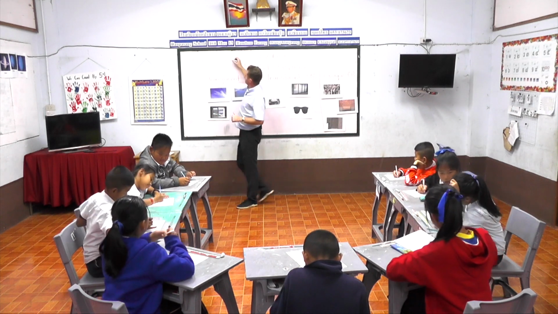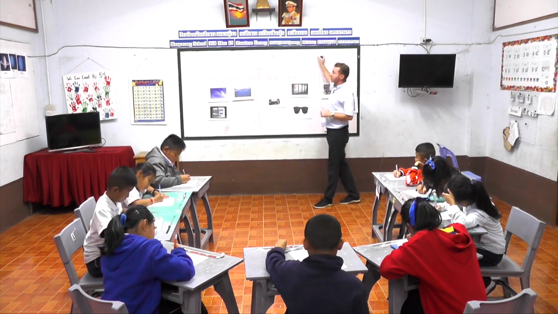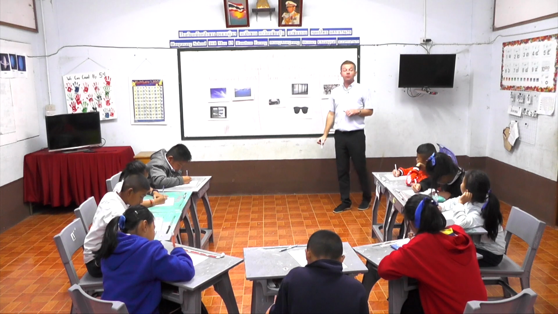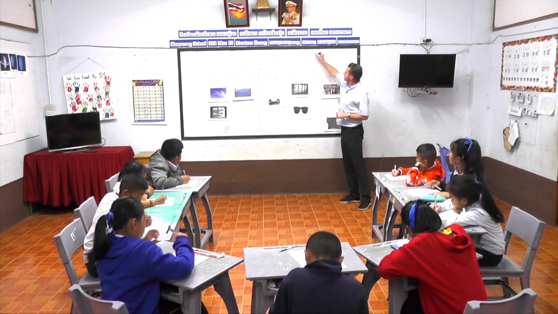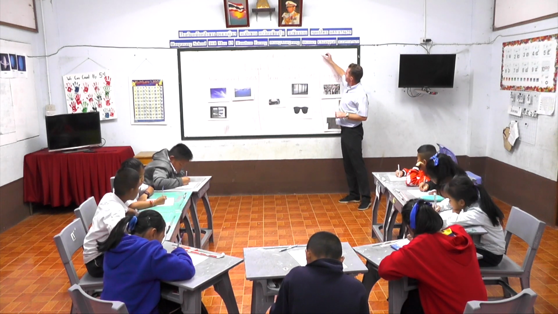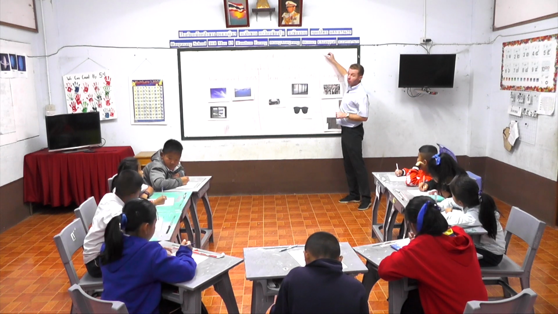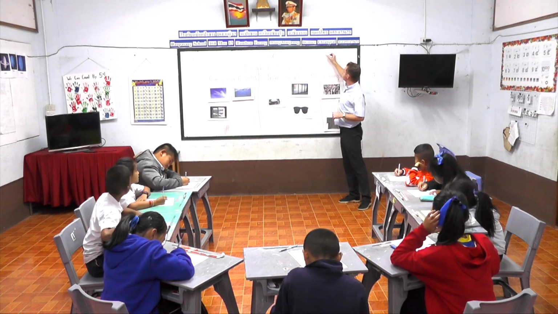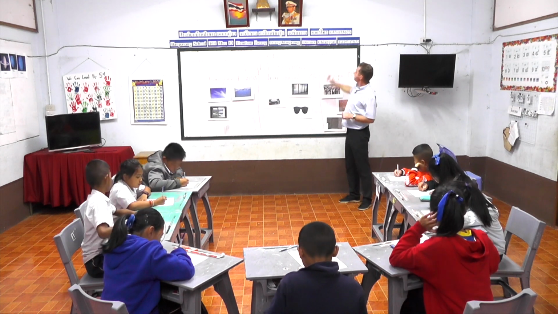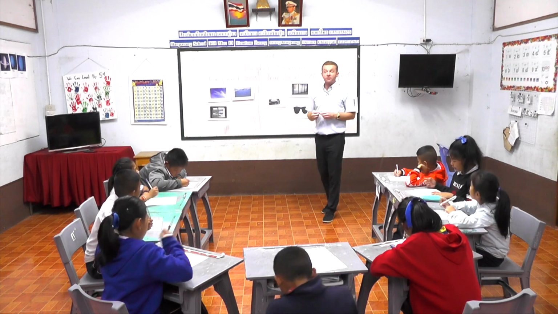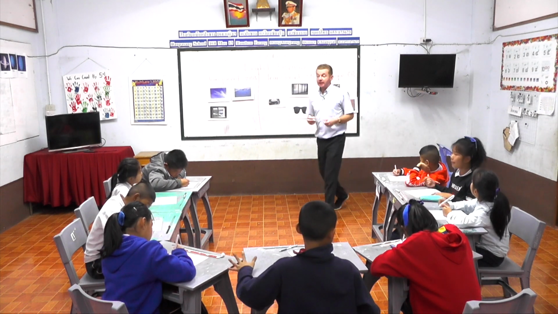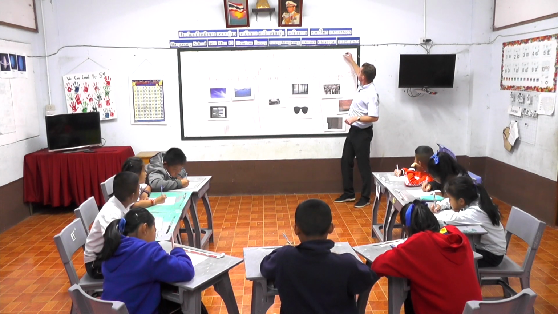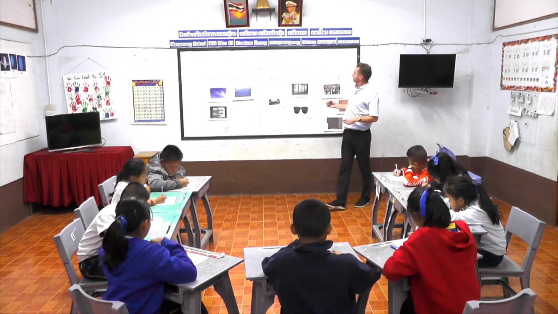Sun. This side in blue here we'll do artificial. So any artificial sources? Computer, C-O-M-P-U-T-E-R. Computer. Artificial light. That's it. Lamp. Yeah, we'll say lamp. L-A-M-P.